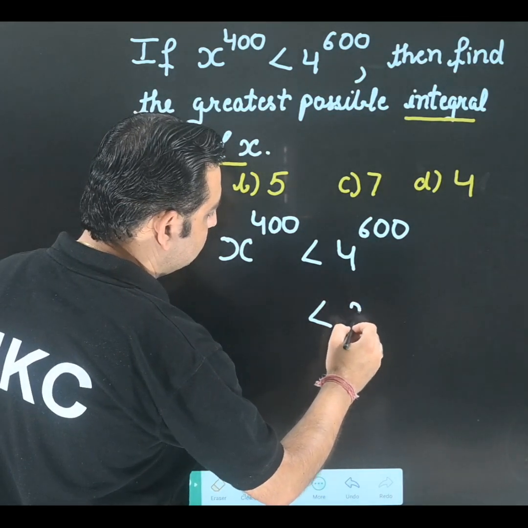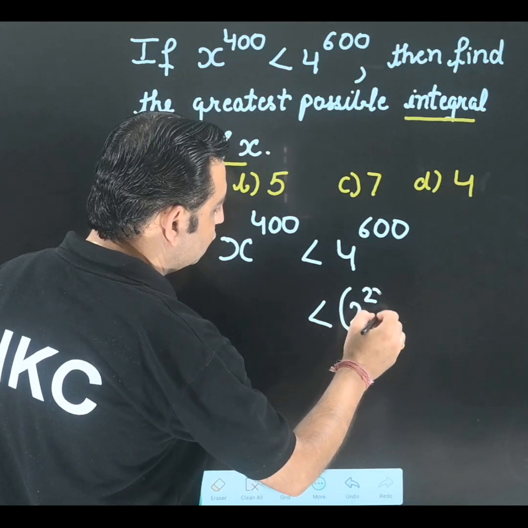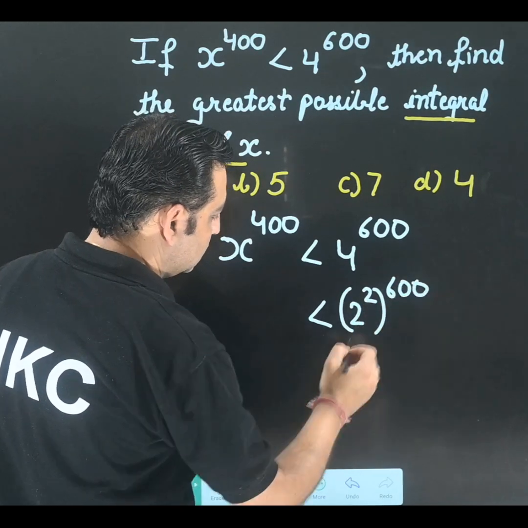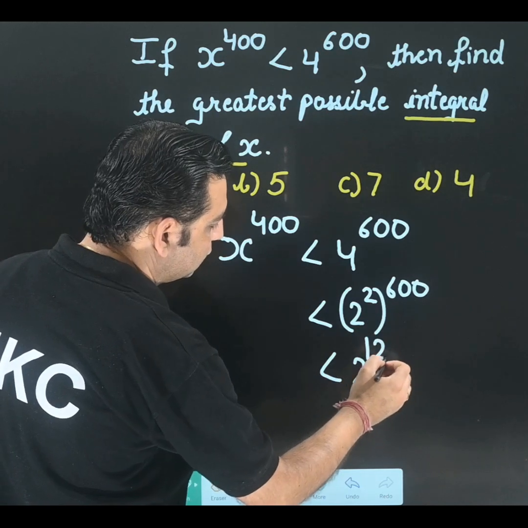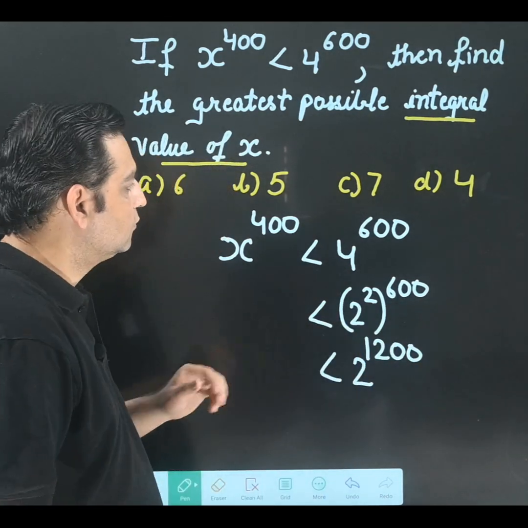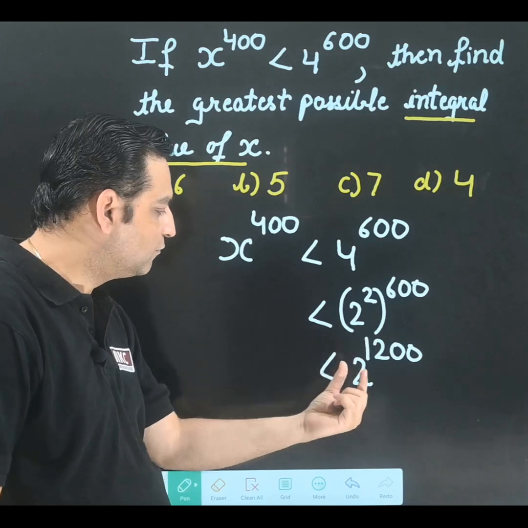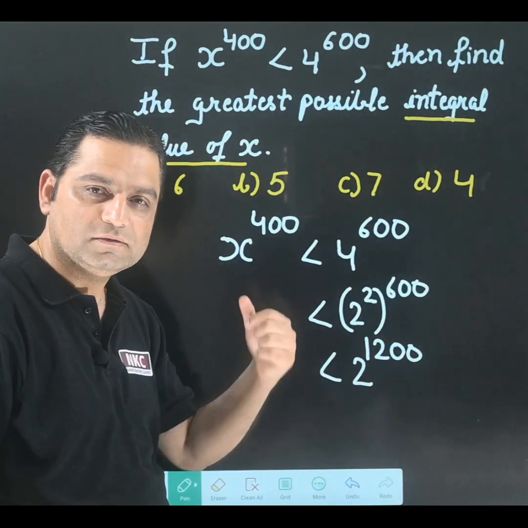This is 2 square, right? 4 means 2 square, which can be further written as 2 to the power 2 times 600, which is 1200. That means the right side I have simplified to 2 to the power 1200.